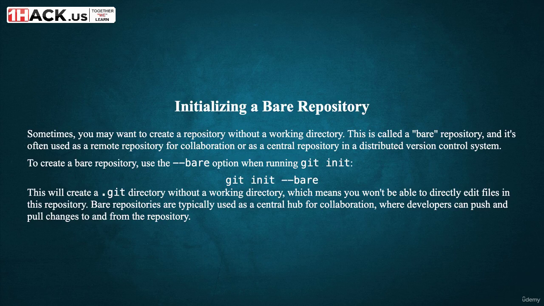To create a bare repository, you can use the bare option when running the git init command. The command would look like this: git init --bare. This will create a .git directory without a working directory, making it a bare repository. Bare repositories are commonly used in a distributed version control system where multiple developers can push and pull changes to and from the central bare repository. Bare repositories are an important concept in Git, as they provide a way to set up a central repository for collaboration and sharing code among a team of developers.